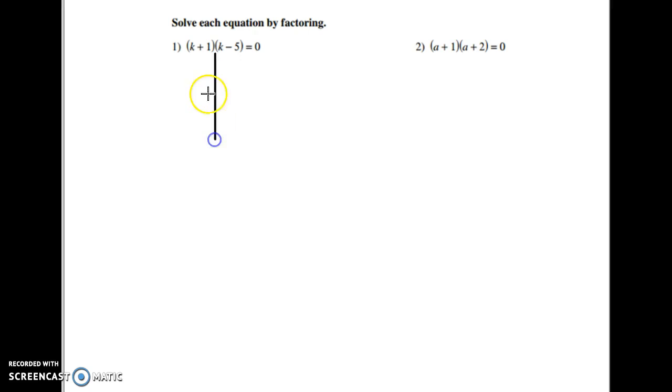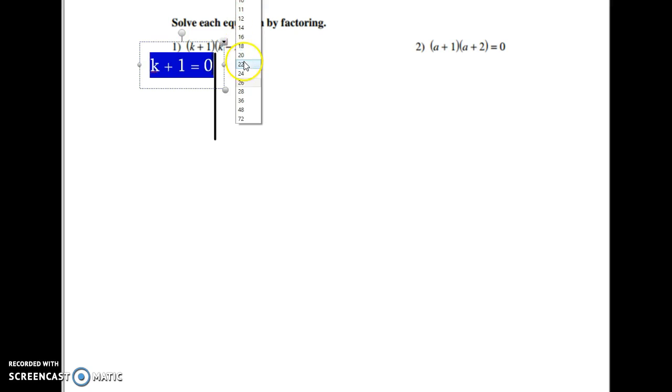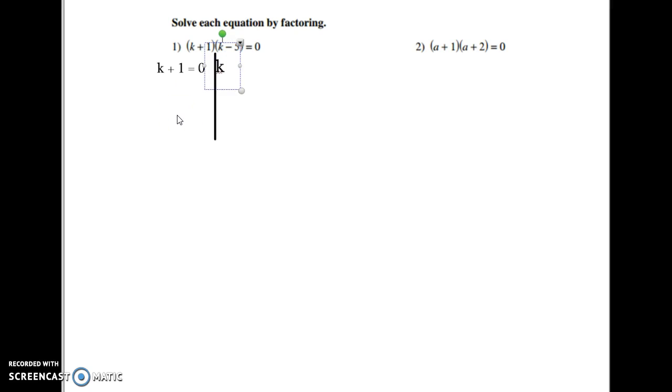We know that when there are two different items that are being multiplied together that equal 0, one of them is going to have to be equal to 0. So on the left side, I'm going to take k plus 1 and say, well, what if k plus 1 was equal to 0? Let's make the font this size. Much better. Okay, so we're saying, well, what if k plus 1 was equal to 0? And we're also saying, well, what if k minus 5 is equal to 0?